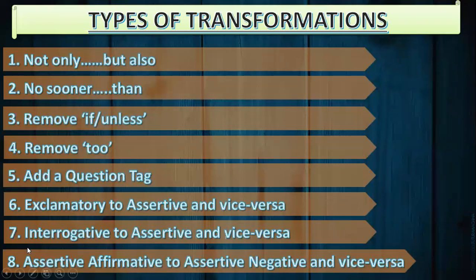In this case, why have I written assertive and assertive in both the places? Because assertive sentences can be of two types, that is affirmative or negative. And here we are focusing only on affirmative to negative and vice versa change. So let's have a quick look at all of these one by one.